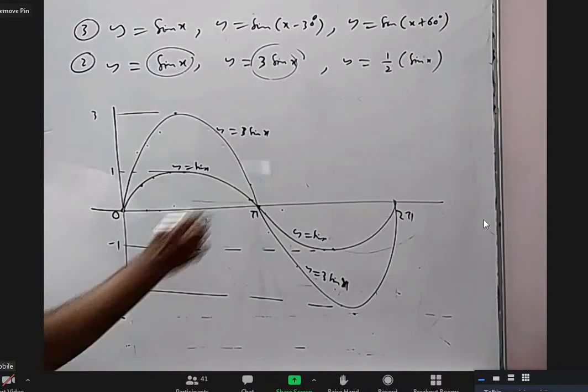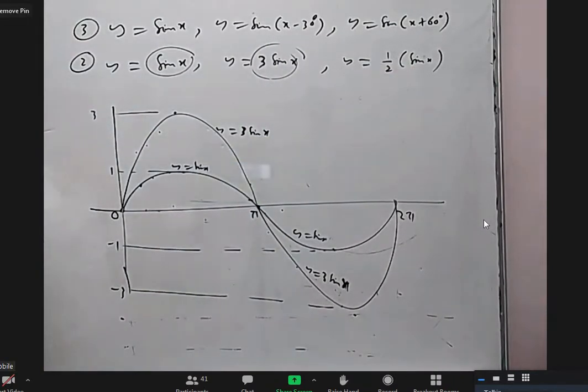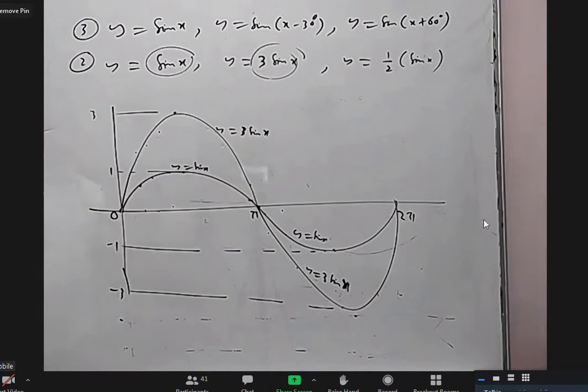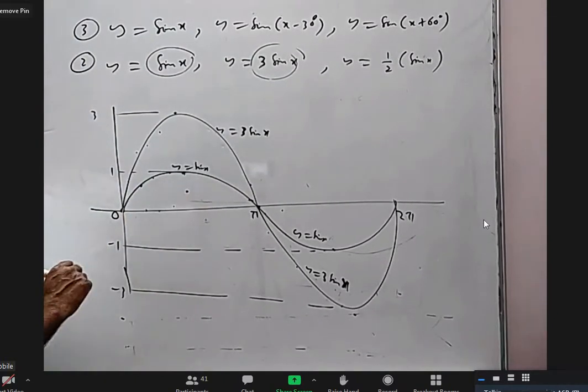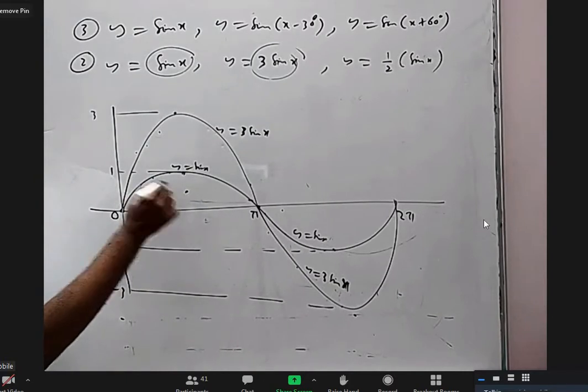Then what will happen to half of sin x? Will decrease by 1 by 2. Maximum value is 1 by 2, minimum will be minus 1 by 2. Every height has to become half.